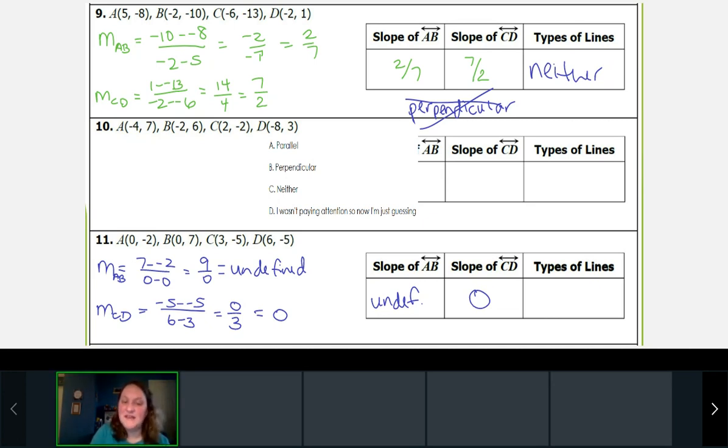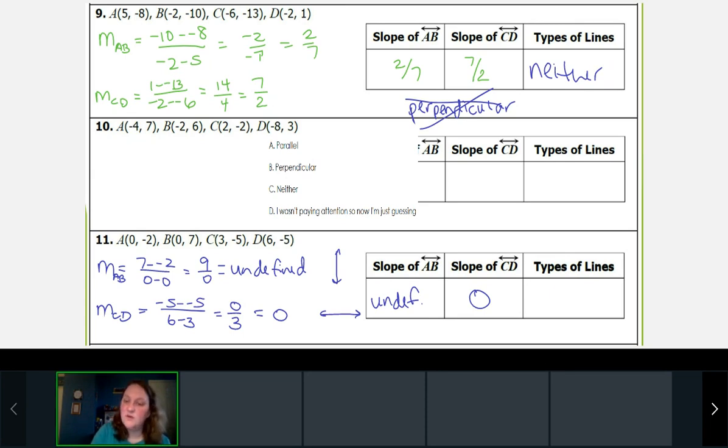What kind of line has an undefined slope? A vertical line. So it's AB, that's a vertical line. What kind of line has a 0 slope? It has a slope of 0, a horizontal line.